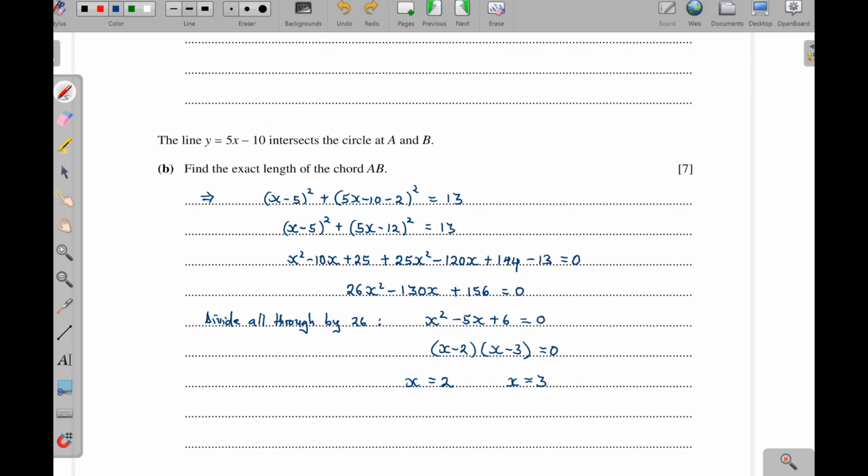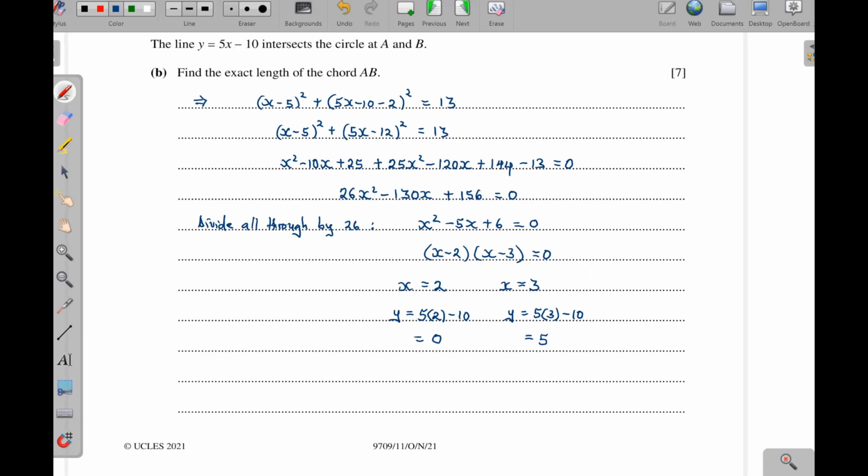So I can substitute in this one here, we have y equal to 5 times 2, which is 10, minus 10, so this one will be 0. And then how about here? We shall have y equal to 5 times 3, which is 15, minus 10, then this one will give us 5. So this implies that we shall have our A as (2, 0), then our B as (3, 5).